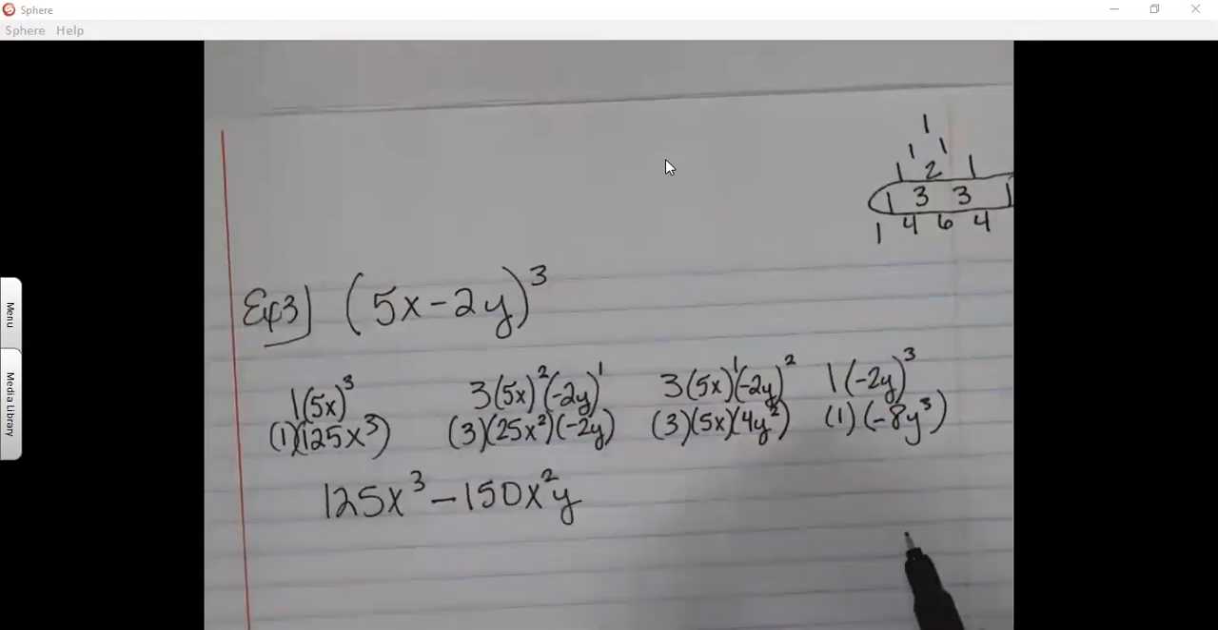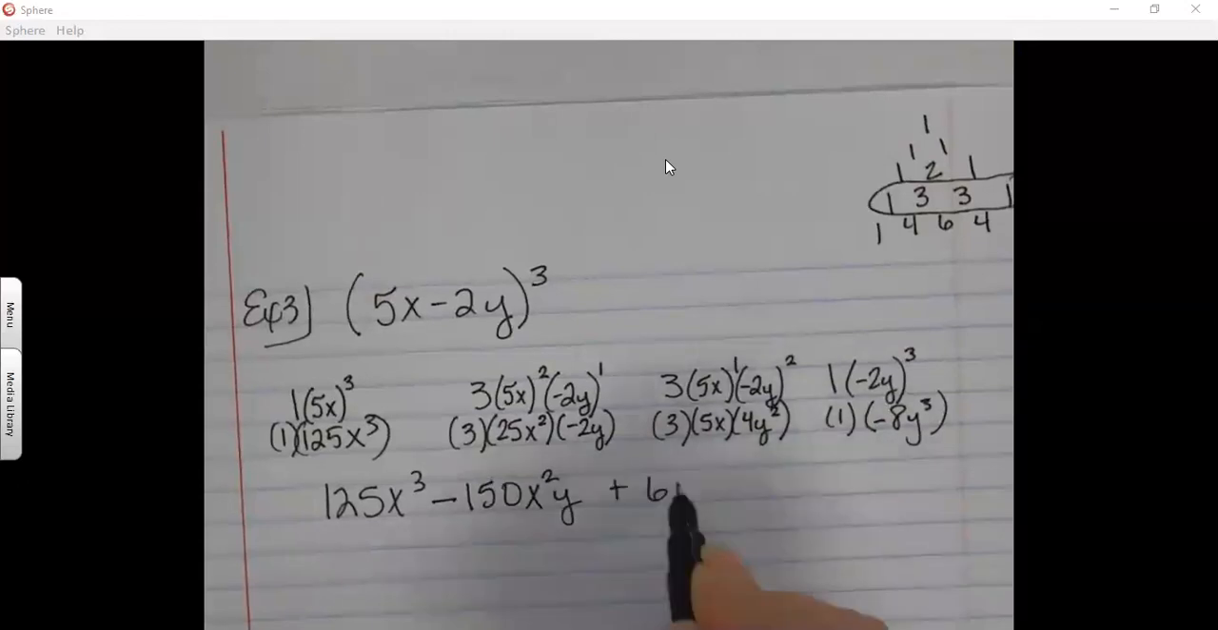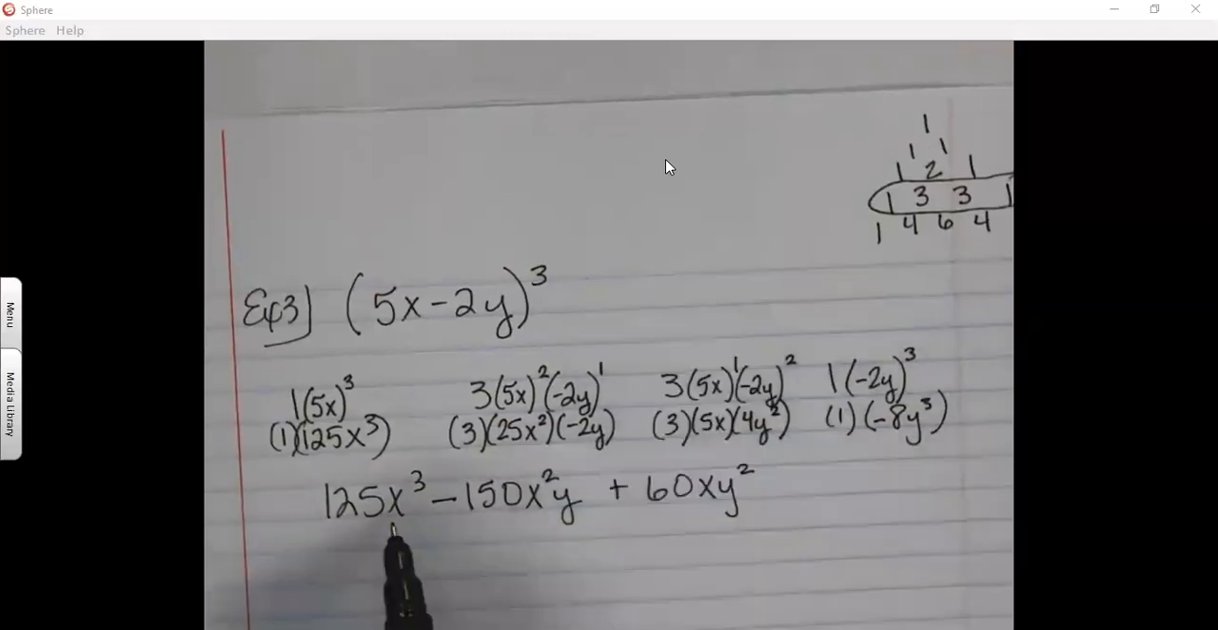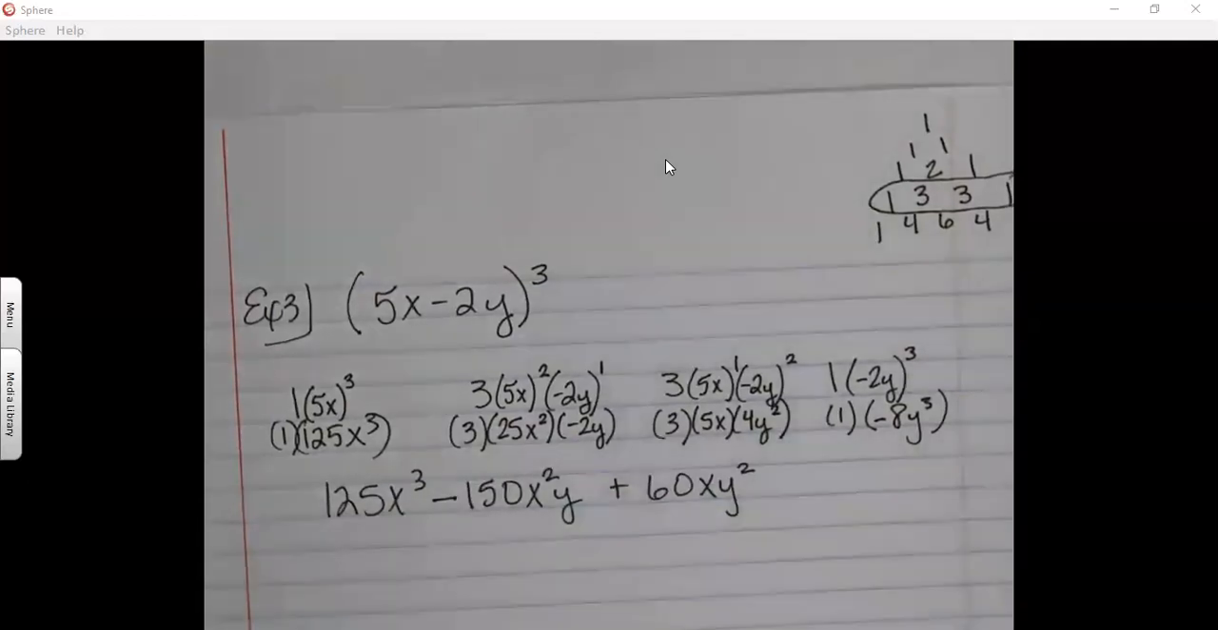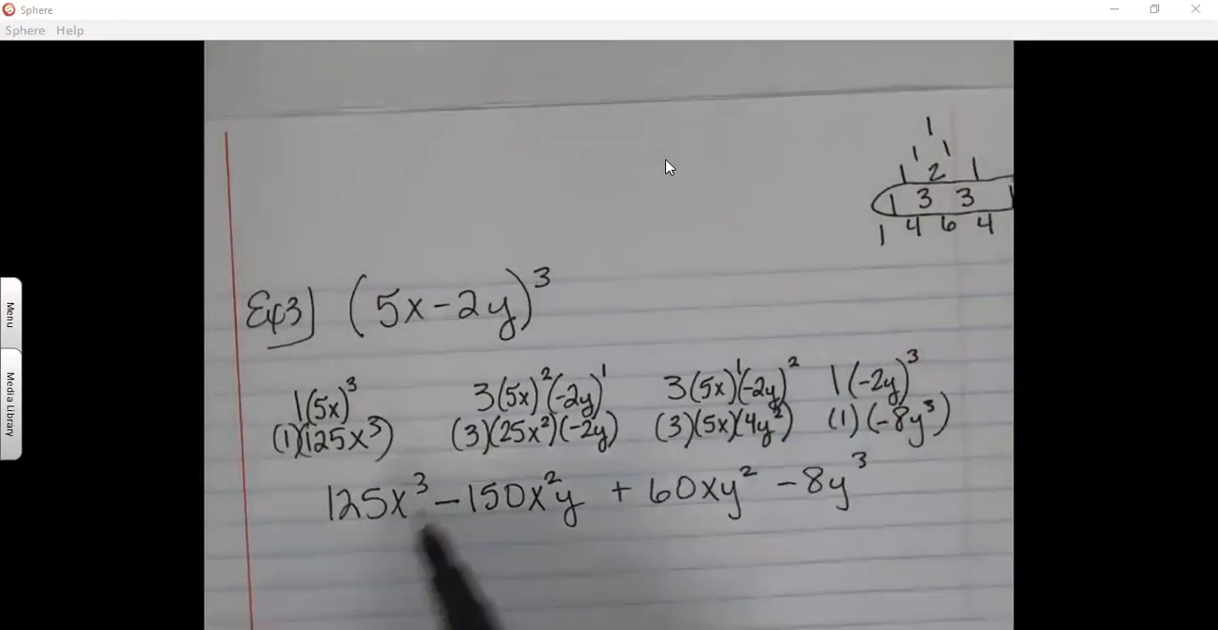Next term, let's multiply our coefficients. 3 times 5 is 15, 15 times 4 is 60, and all of those were positive, right? So this is going to be a positive term. My variables, I've got x times y squared. We're going to do x, y squared. And since we started with the x's in the first term, x's are going to come first in each term. Last term, 1 times negative 8. And then we have negative 8y cubed. Notice my x's are still 3, 2, 1, none. And then y is 3, 2, 1, none.